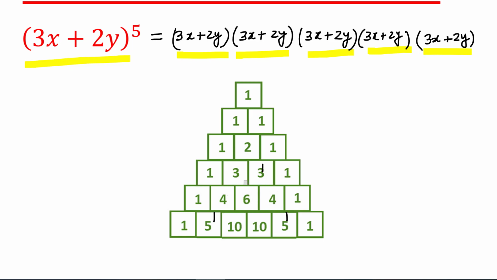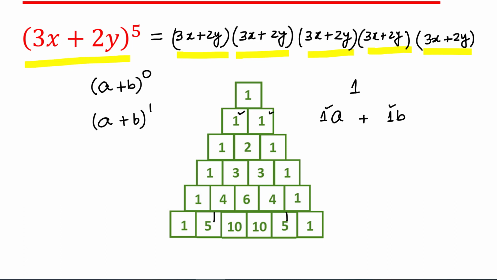Now let us see, if I have (a + b) raised to the power 0, what will be this value? Simply 1. This 1 denotes the coefficient. This will be more clear. If I have (a + b) raised to the power 1, then simply this is a + b. This means the coefficient of a is 1 and the coefficient of b is 1. So this is the coefficient of a and this is the coefficient of b.